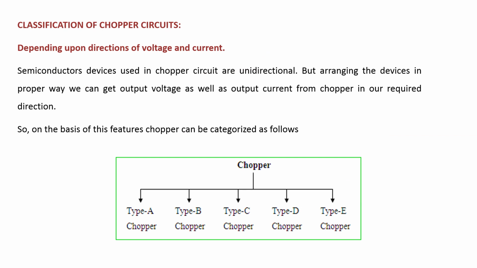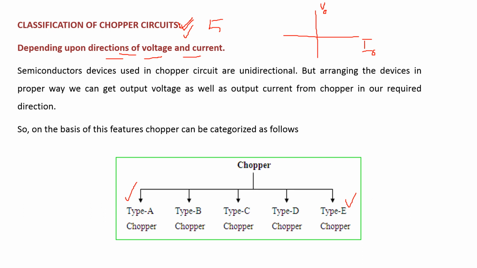Up to now we discussed the different types of chopper. Now we are going to concentrate on the classification of chopper circuits. Depending upon the directions of output voltage and output current, these chopper circuits are mainly classified into five types, from type A chopper to type E chopper. Here the direction of voltage and current is nothing but quadrant operation, depending upon the current and voltage values.